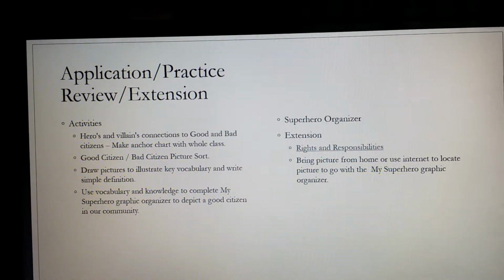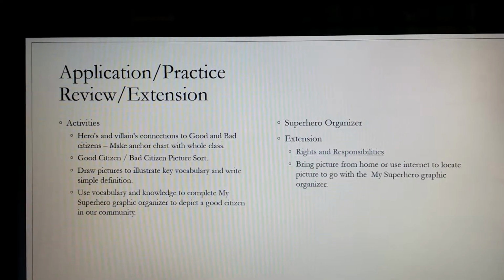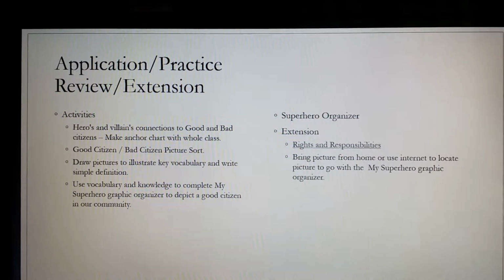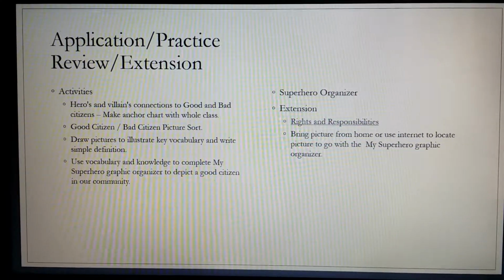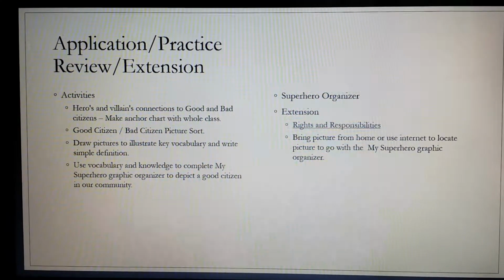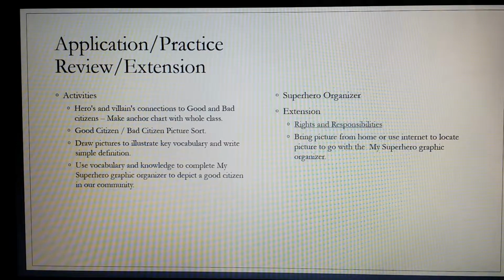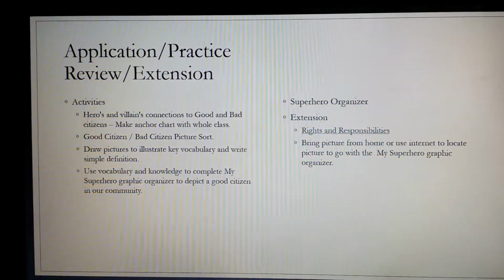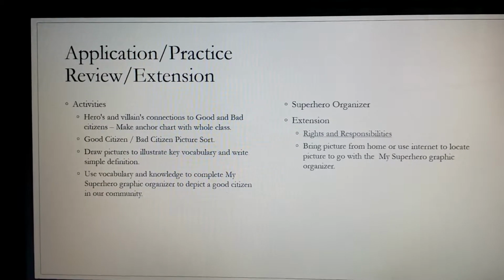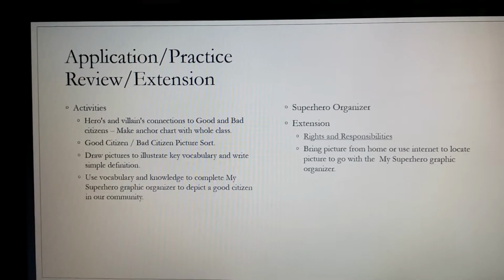Application practice, review, and extension. The activities included in this lesson include heroes and villains' connection to good and bad citizens, and we will make an anchor chart with the whole class. This can be done either on an anchor chart paper or, like I said, on a board or a smart board.